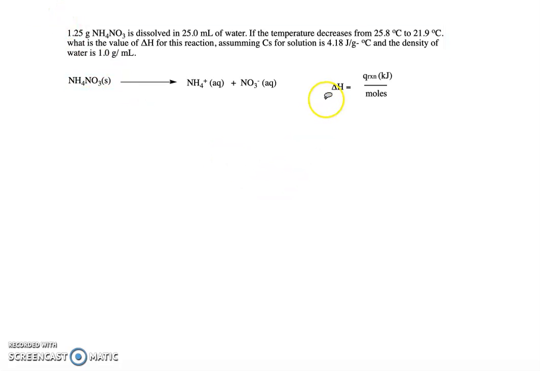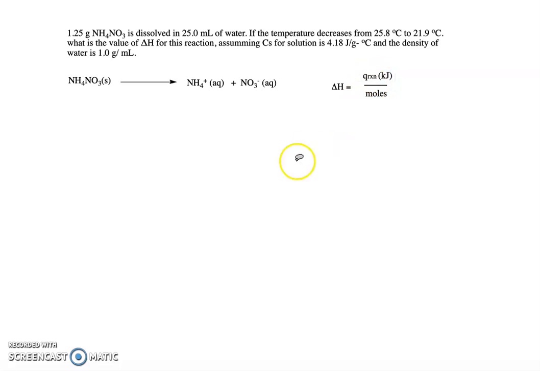Now, to find delta H, there are two pieces that we're going to need. So this is the definition of delta H. It's the Q of reaction, the heat given off or taken in by the reaction, divided by the moles. So there are going to be two parts to this problem. We're going to find the Q of the reaction, and we're going to find the moles of the reaction, and we're going to divide one by the other. So let's look at finding Q first.